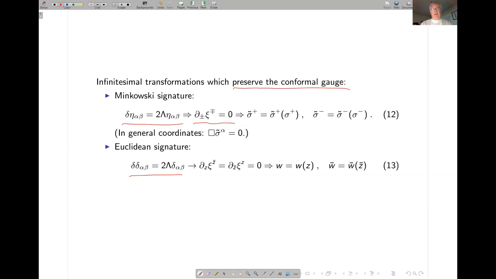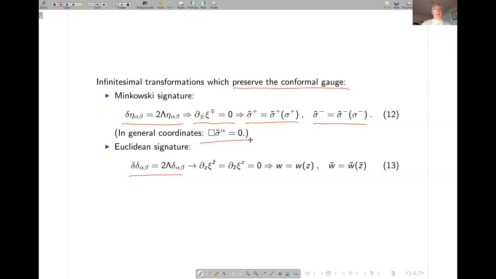And this then means that the new sigma plus, which I call sigma tilde plus, is only a function of sigma plus and not of sigma minus. And the same applies to sigma minus. Sigma tilde minus is only a function of sigma minus. If you write in general coordinates, then this becomes the wave equation, where the wave operator is taken with respect to the old variables. But in the lightcone coordinates, one sees very nicely that the special thing about conformal transformations in Minkowski signature is that it does not mix the two lightcone directions.